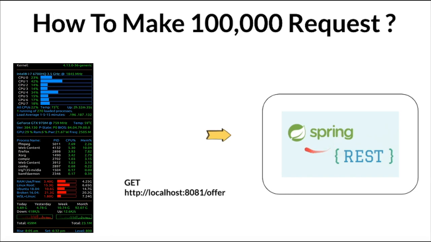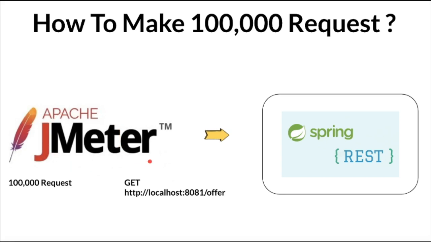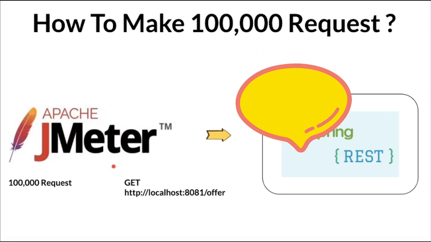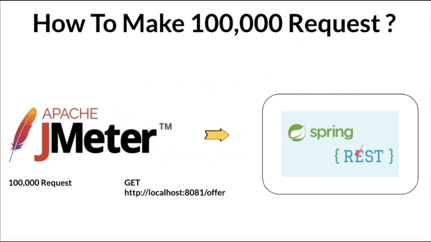For that, I've created a very simple Spring REST application with one endpoint. It has a get method and this is the endpoint URL. To make the 100k requests, I'm going to use a tool called Apache JMeter. It's an open source tool where I can perform the load test. Using this tool, I can make 100,000 requests to our Spring REST application and see how it behaves.